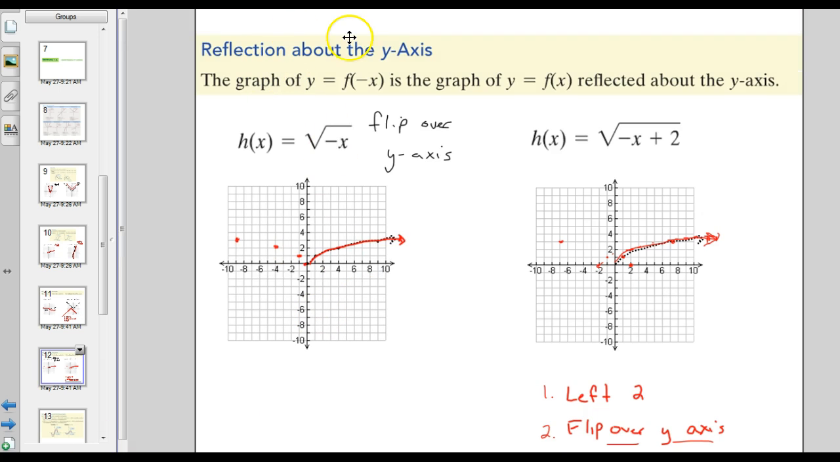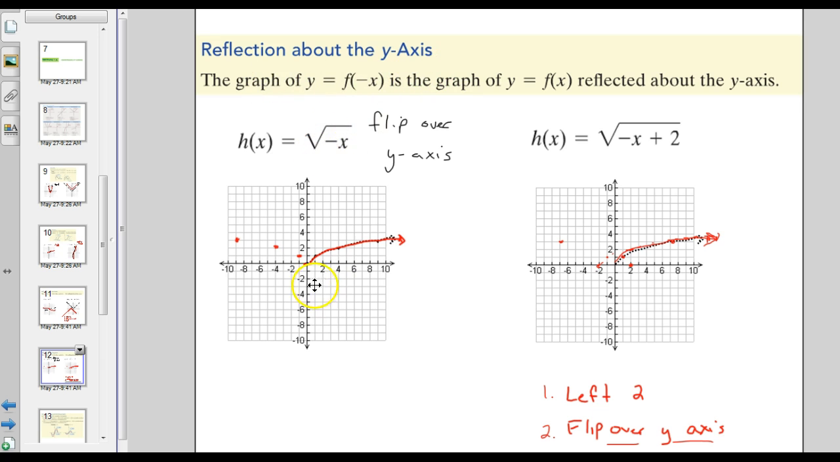Alright, and then flipping over the y-axis happens if we negate the input, right, negate x before we do the base function operation. So before the square root, before the squaring, before the cube root, before the cubing, before the absolute value, if we negate the x value before all that, if the negative sign in front of the x is inside the symbol or inside of parentheses, then that's a flip over the y-axis.